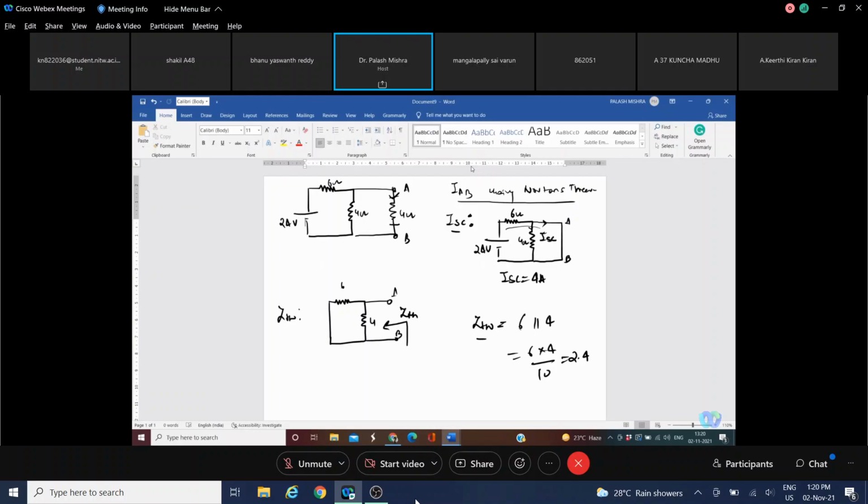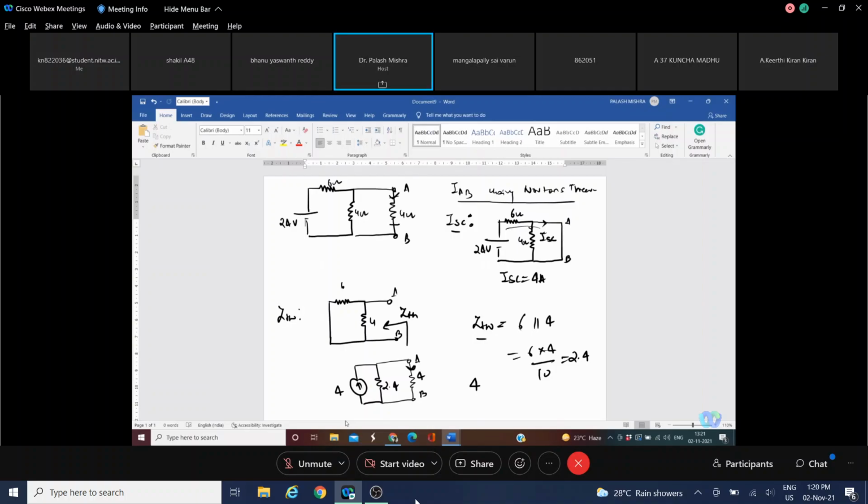Now ultimately what you have to do, you have to draw the circuit. So ISC is given as 4 amperes and it is in parallel with 2.4. And now you can use A and B, and there was a 4 ohm resistance. Now can you find out the current flowing in this branch IAB directly by using the current division rule?